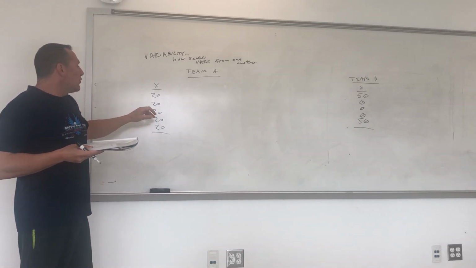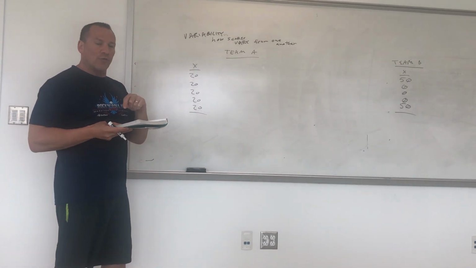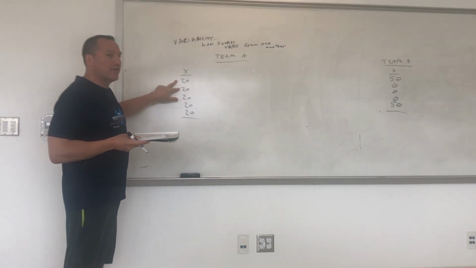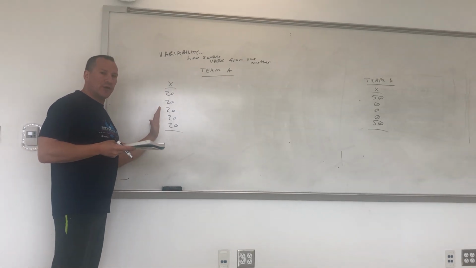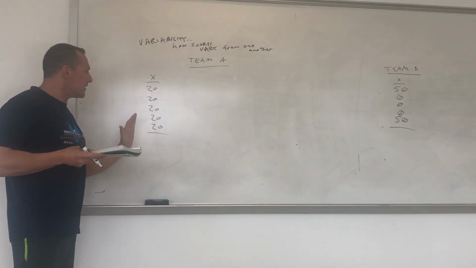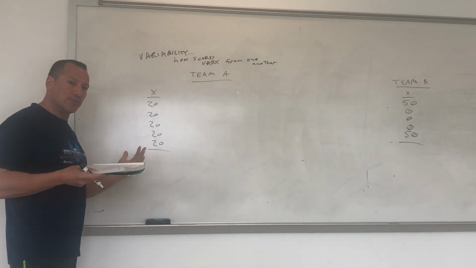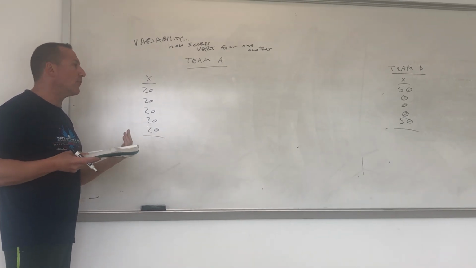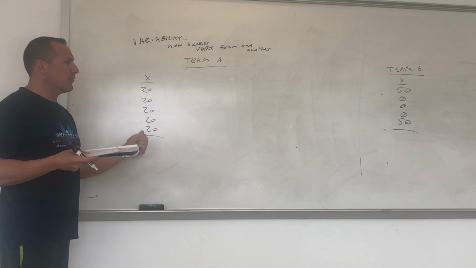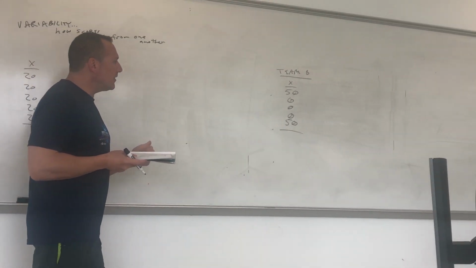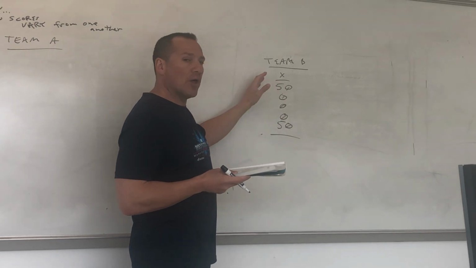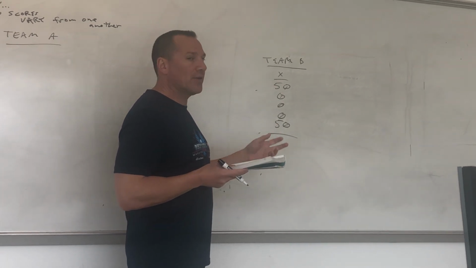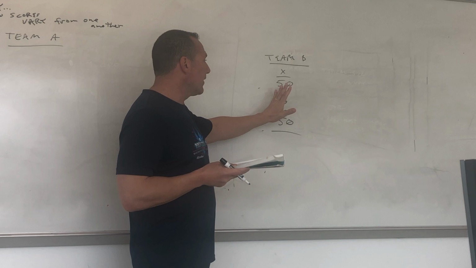These scores do not vary at all from one another. 20 does not vary from 20, and so forth. So there is zero variability here, which is intentionally being used to make a point of what does it mean to have zero variability. So this is zero variability. Team B, we have not zero variability, right? The scores are not all the same as each other. Some got zero, some got 50. So here we have variability.